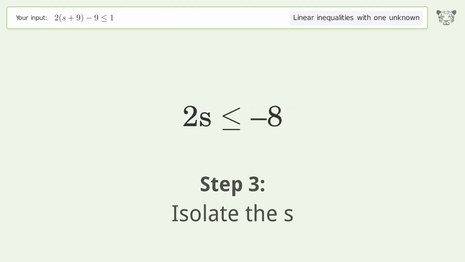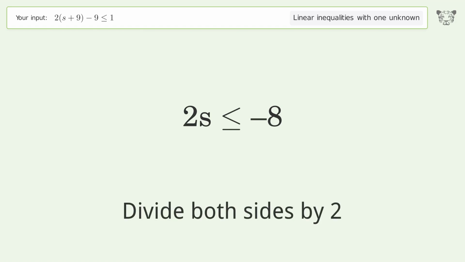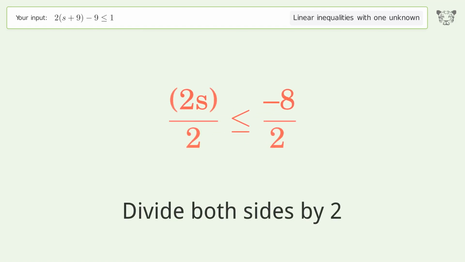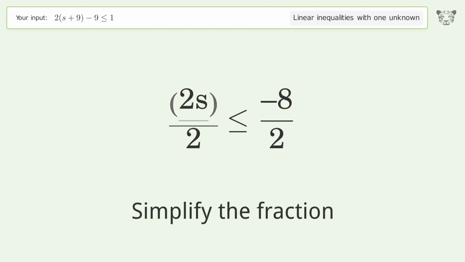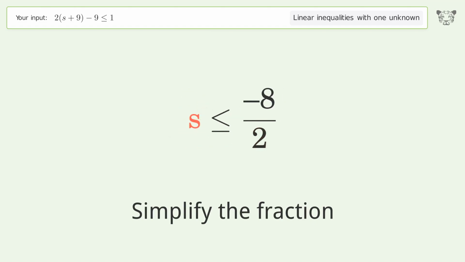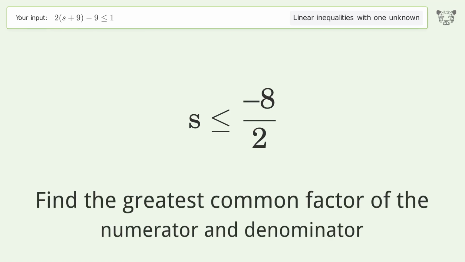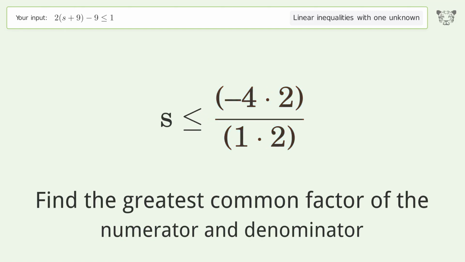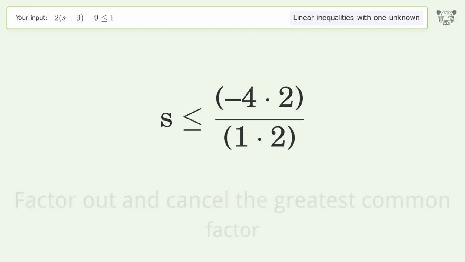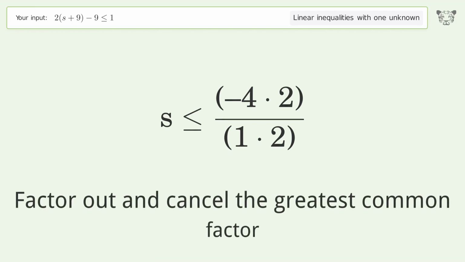Isolate the s. Divide both sides by 2. Simplify the fraction. Find the greatest common factor of the numerator and denominator. Factor out and cancel the greatest common factor.